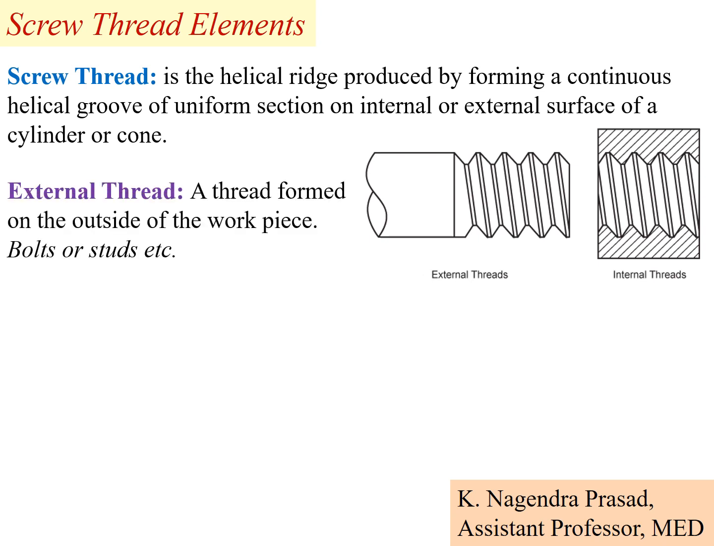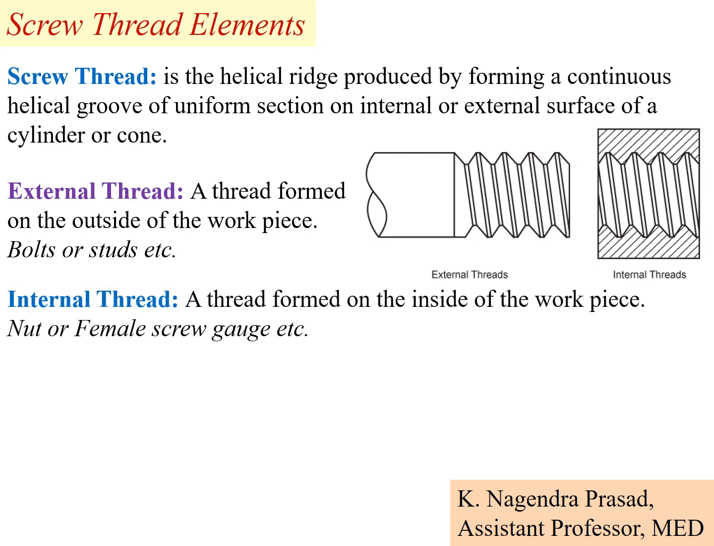An external thread is a thread formed on the outside of the workpiece. Examples are bolts or studs. Similarly, an internal thread is a thread formed on the inside of the workpiece. Examples are the nut or female screw gauge.